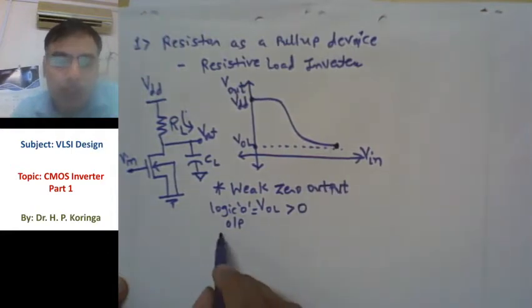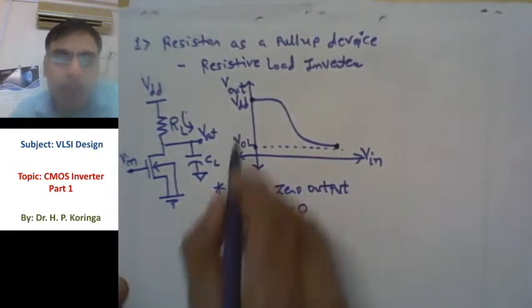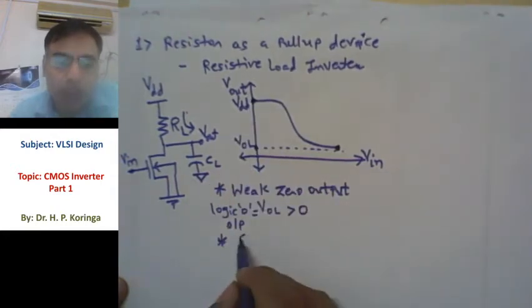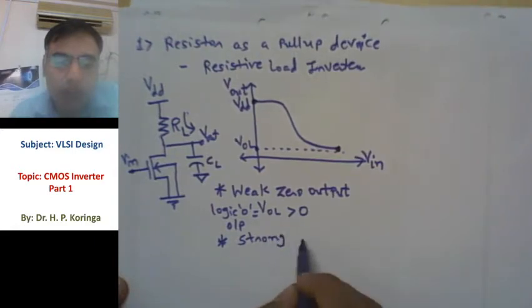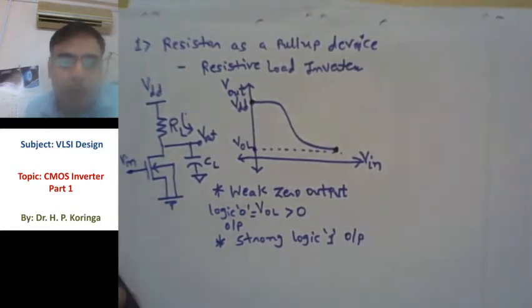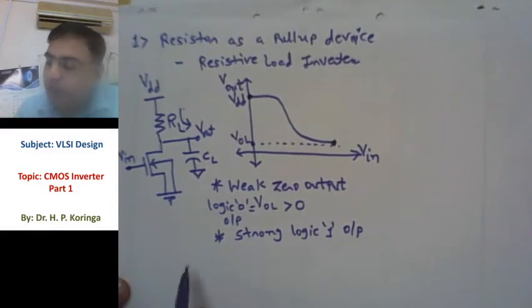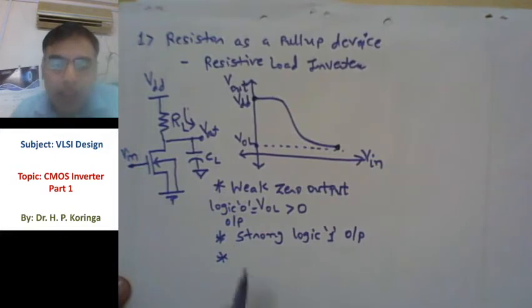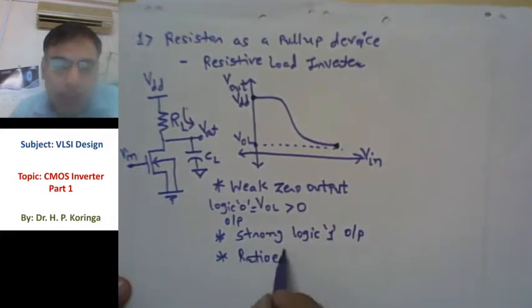Another thing, if you see, it has a weak 0 output but a strong logic 1 output. Now, one more thing about the resistive load inverter is that it has a ratioed logic.